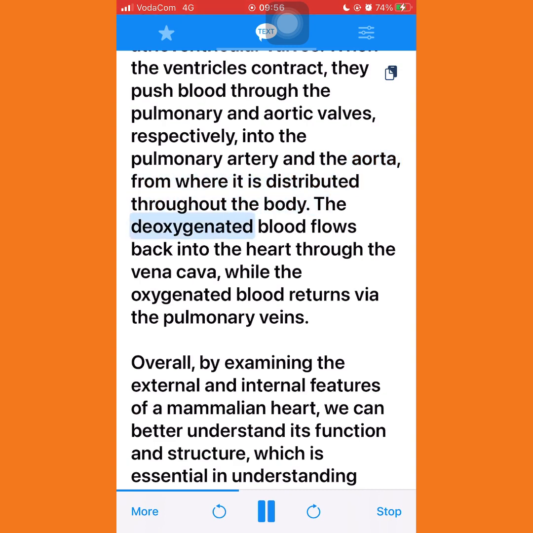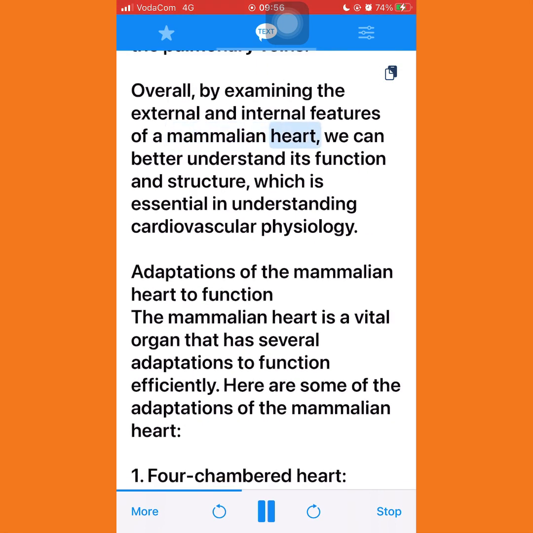The deoxygenated blood flows back into the heart through the vena cava, while the oxygenated blood returns via the pulmonary veins. Overall, by examining the external and internal features of a mammalian heart, we can better understand its function and structure, which is essential in understanding cardiovascular physiology.